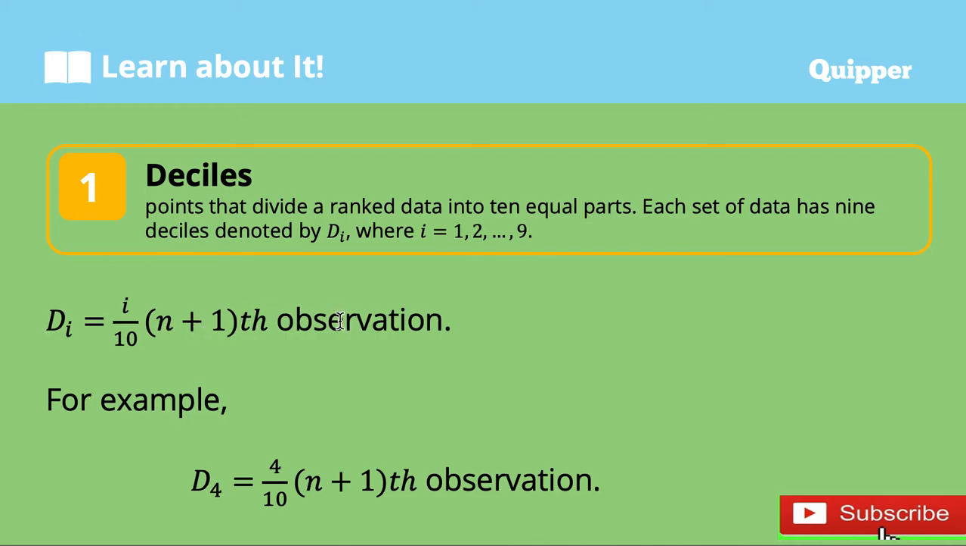For example, if you are going to find the fourth decile, where can you find the fourth decile? The d sub 4 is equal to 4 over 10 times the quantity of n plus 1 observation. This is how to find the location of the fourth decile. Just use this formula. You will just change your i, since this is d sub i, and your i is equal to 4, then just change here the value of i also.